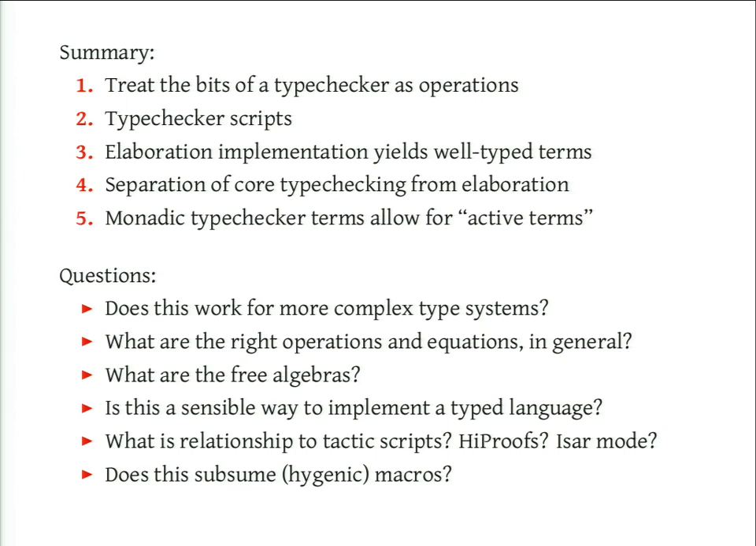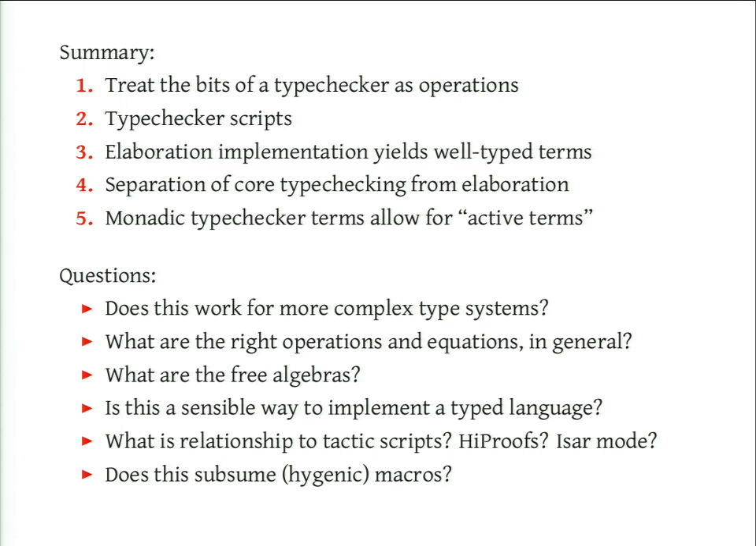It might be argued that I just pulled a rabbit out of the hat when I said we have has, type, have, and failure. Why did I do that? What are the free algebras for the type checking monad with the equations? Is this a sensible way to actually do things? I mean, obviously we all have type languages. They are implemented. Why change?